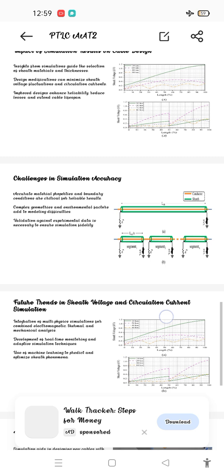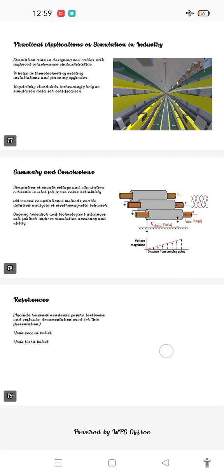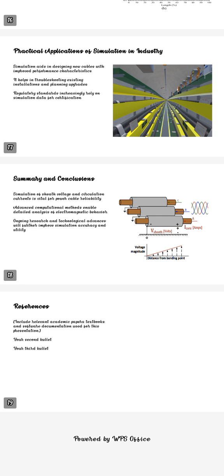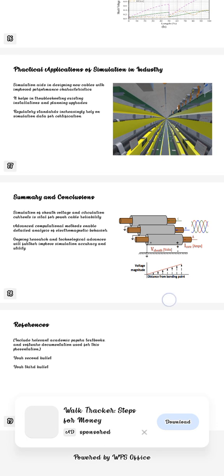Validation against experimental data is necessary to ensure simulation fidelity. Conclusion of this topic: simulation of sheath voltage and circulation currents is vital for power cable reliability. Advanced computational methods enable detailed analysis of electromagnetic behavior. Ongoing research and technology advances will further improve simulation accuracy and utility.